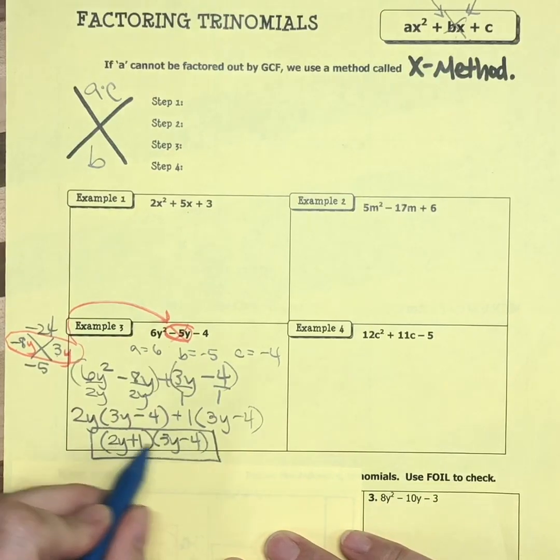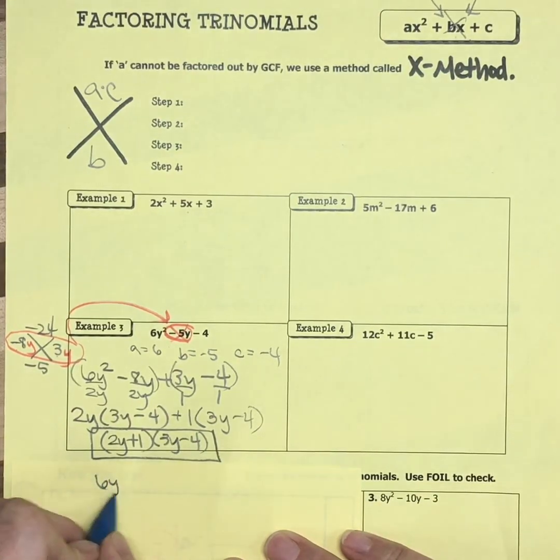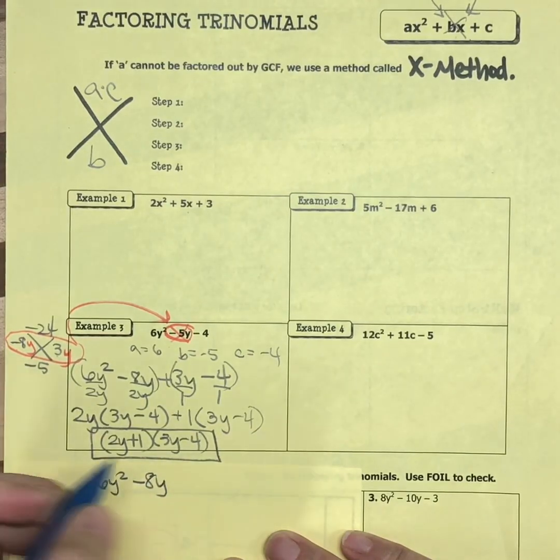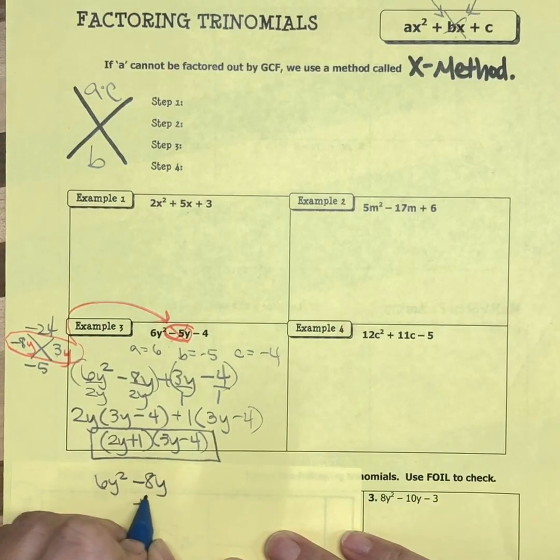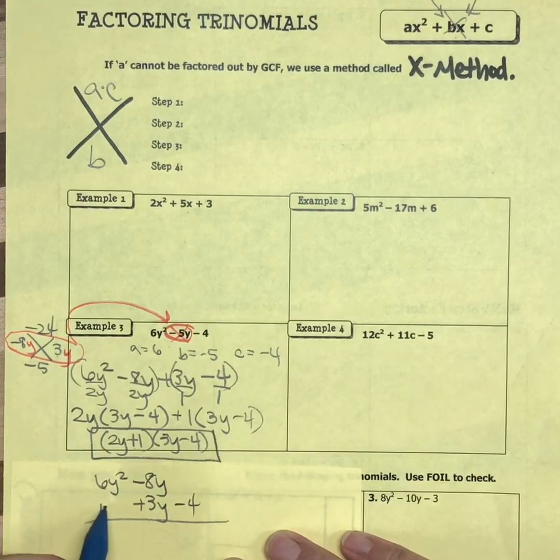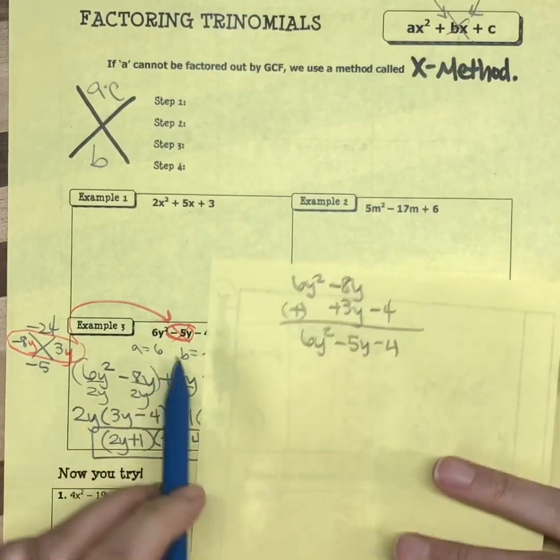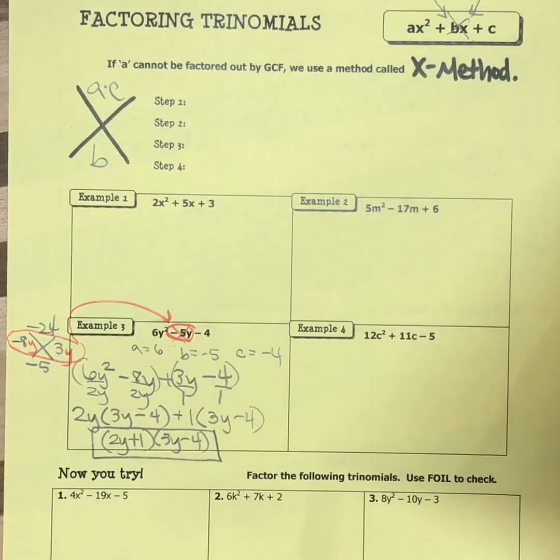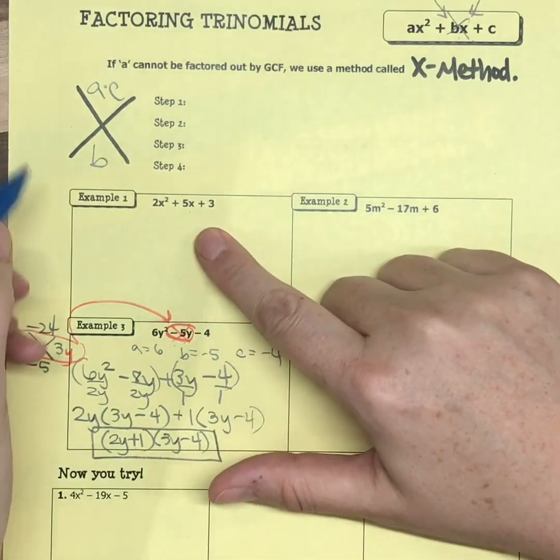But let's practice our double distribution again. So if I distribute the 2y to 3y, I get 6y squared. 2y times -4 is -8y. 1 times 3y is +3y, and I put them in like term columns. 1 times -4 is -4, and then we just add straight down. 6y squared minus 5y minus 4, and that's exactly the original polynomial. So we know this is the correct answer. Okay, so let's look at example 1.